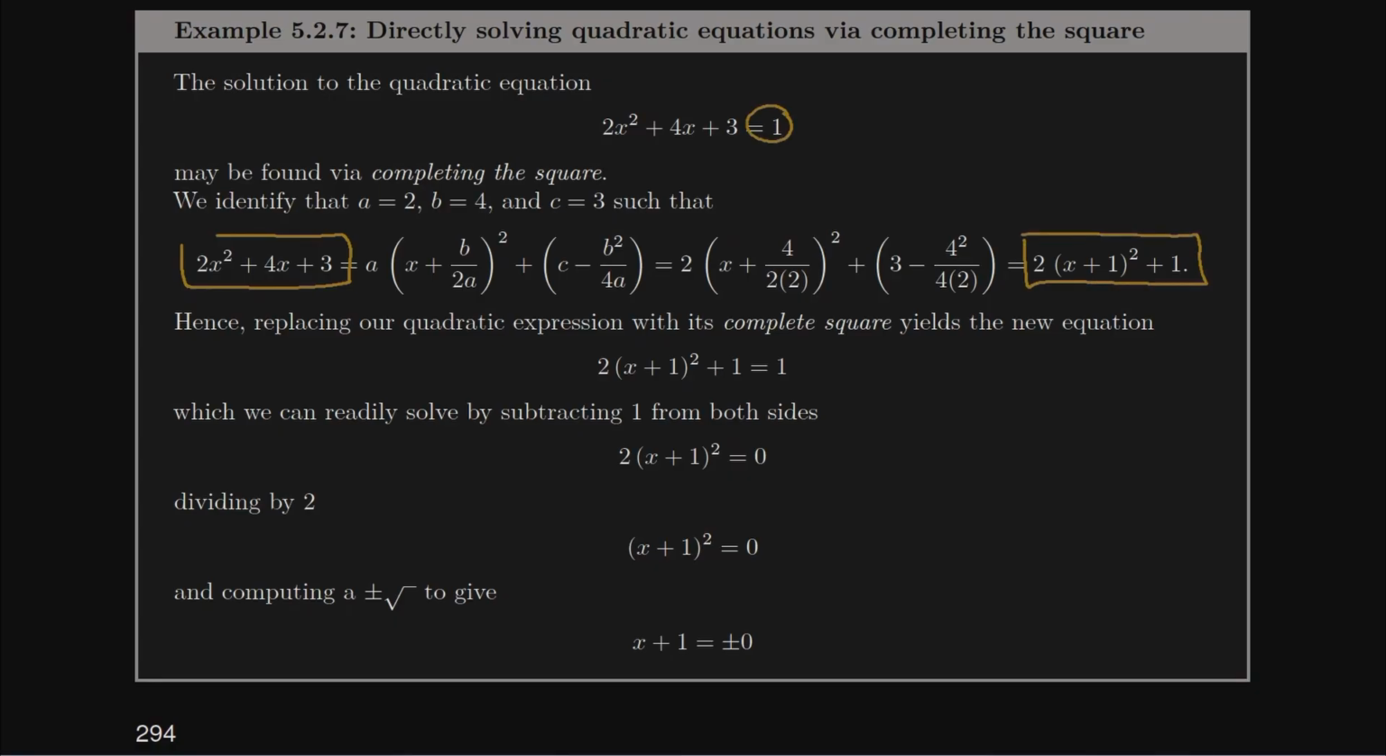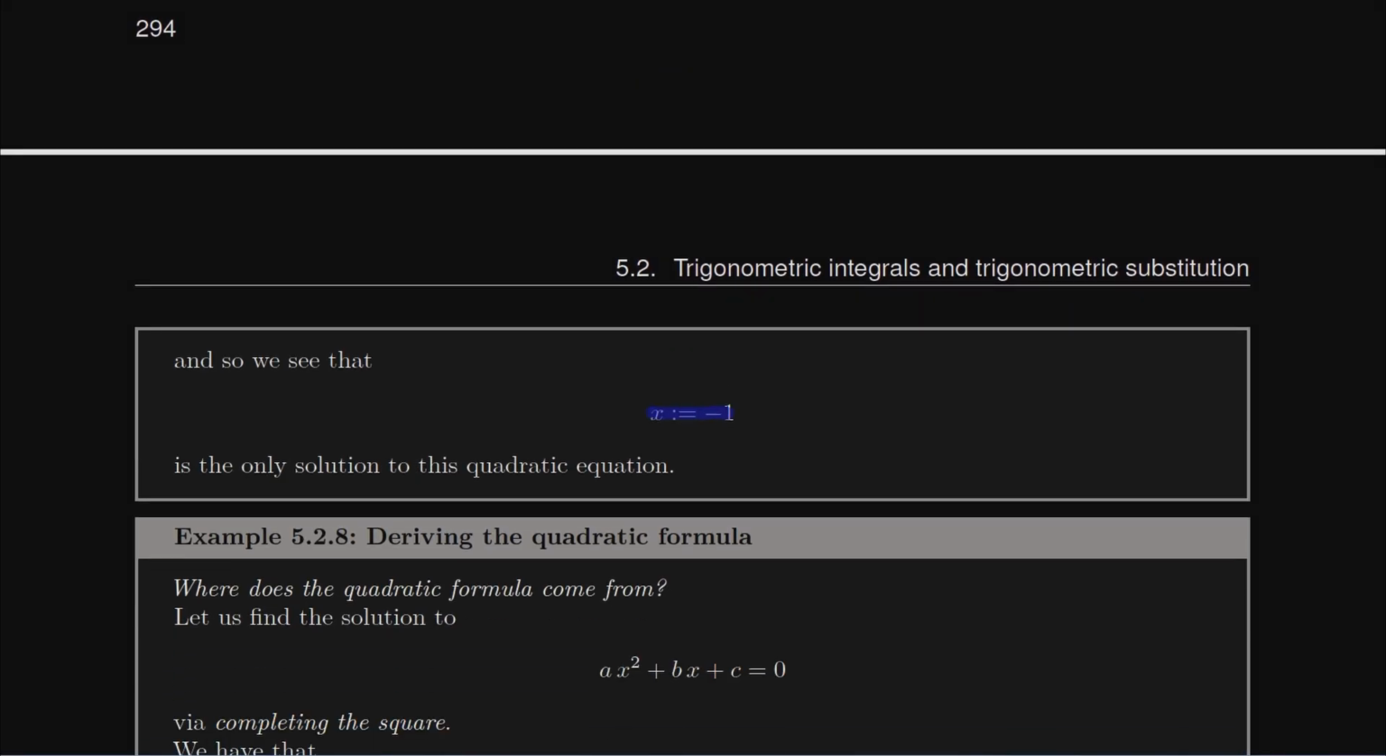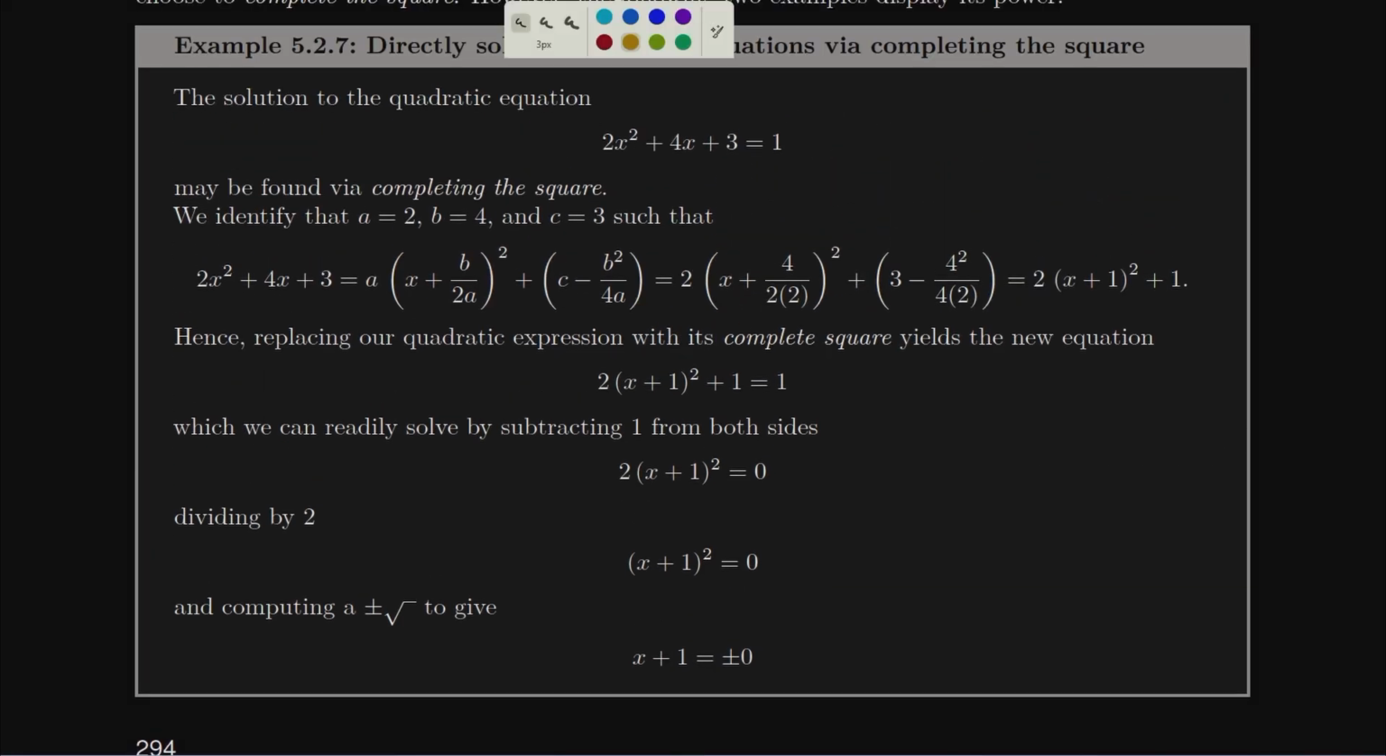And if I want to solve that quadratic equal to 1, well, now that it's written in completed the square form, I'm just going to subtract 1 from both sides. It's going to give me 0 on the right. And divide by 2, still a 0 on the right. Take a square root, still a 0. And finally, subtract 1 from both sides. It's going to tell me that x is equal to negative 1. Let's verify that really quick. If I put a negative 1 in here, 2 times negative 1 squared plus 4 times negative 1 plus 3. Let's simplify that. 2 times negative 1 squared is 2. Plus 4 times negative 1, that'll be minus 4. Plus 3. 2 minus 4 is negative 2. Plus 3 is 1. So that definitely worked for us.